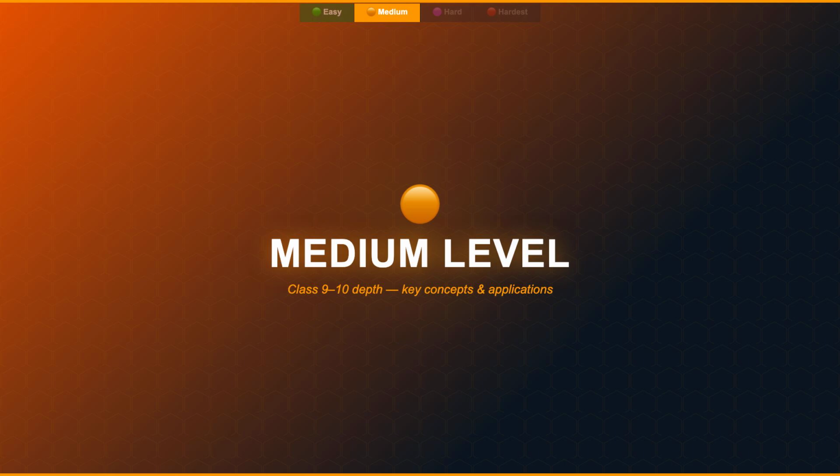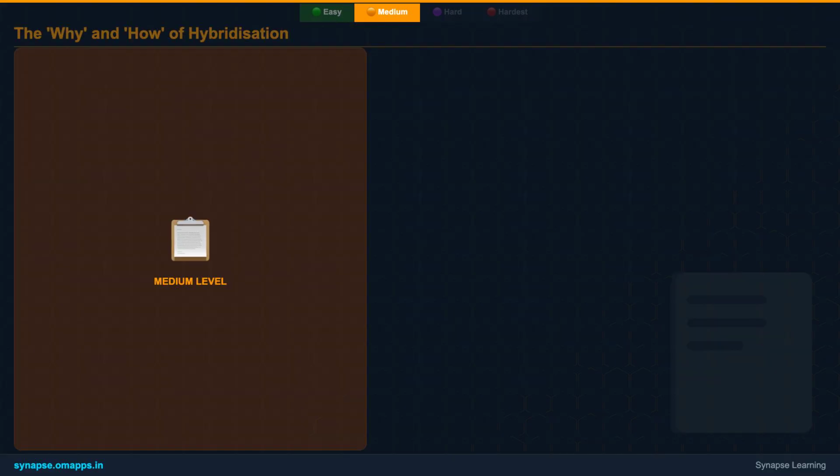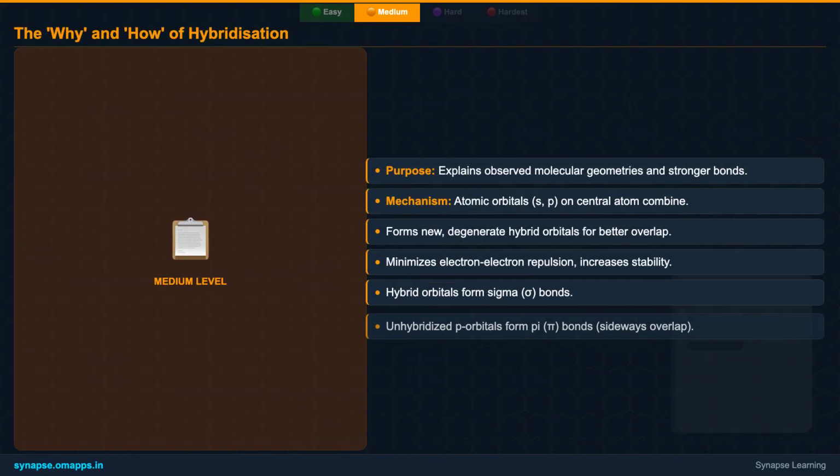We'll explore the how and why of hybridization in more detail. Hybridization isn't just a random event, it's a fundamental concept that helps us understand the stable structures of molecules. It's a key part of valence bond theory, explaining why molecules adopt specific geometries that simple orbital overlap alone cannot. The why is stability. By forming hybrid orbitals, atoms can achieve more effective overlap, leading to stronger bonds and a lower energy state for the molecule.